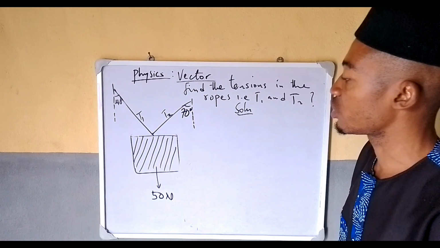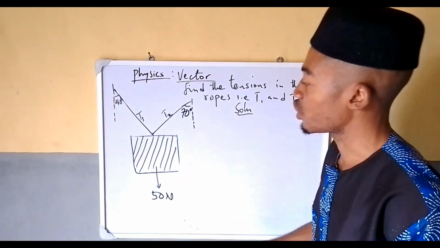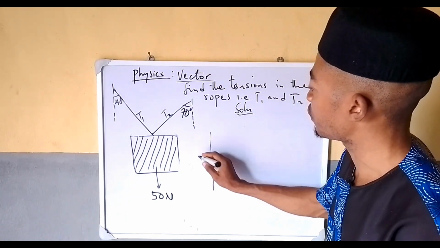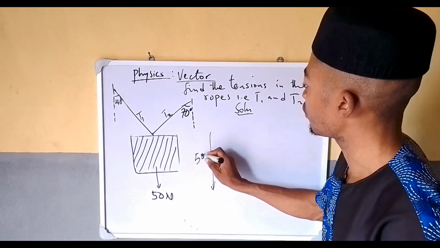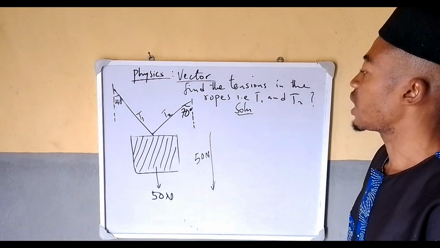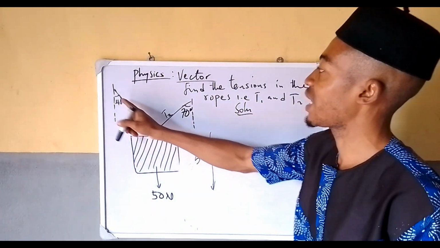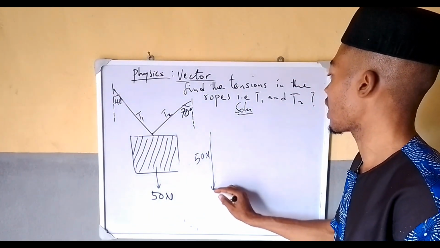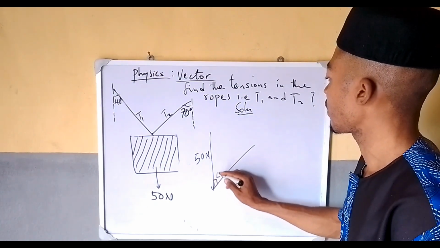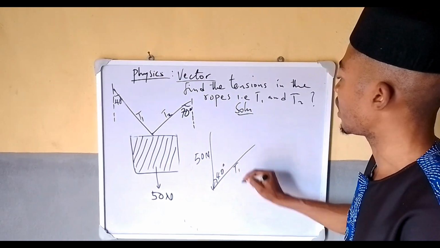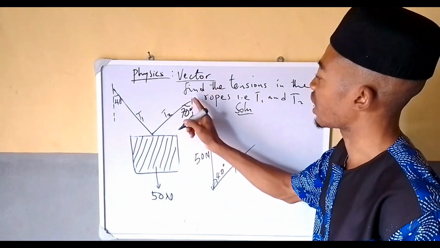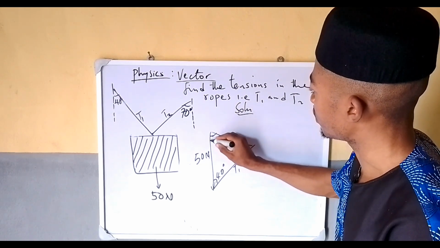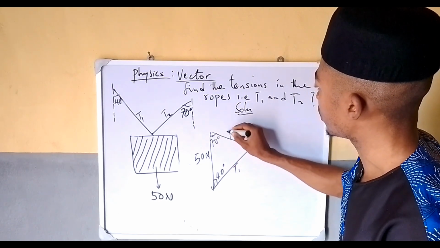In that triangle method of vectors, we can look at the downward force. The downward force is a vertical line, which is 50. So this is the downward force here, 50 Newton. Then we are told that we have T1 inclined at angle 40 to the vertical. So let's say it is inclined at angle 40 here. That's your T1 here. You are told that T2 is inclined at angle 70 here. So this is T2.